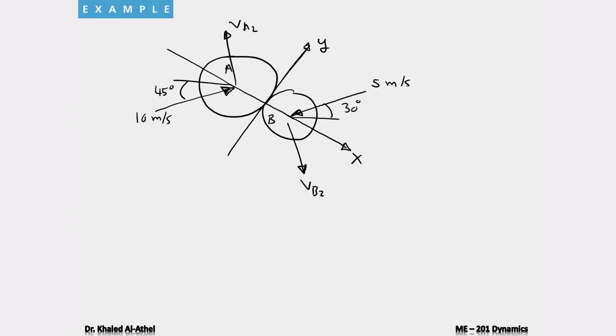Looking at the problem from this point of view, let me start writing the conservation of momentum. This is my positive x-axis, so we'll start with conservation of momentum along the positive x: MA VAX1 plus MB VBX1 should equal MA VAX2 plus MB VBX2. Write all the terms, just open them. Do not start substituting any values yet, just write them so that you know what you have.